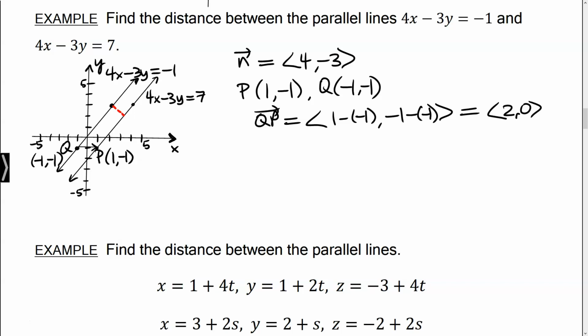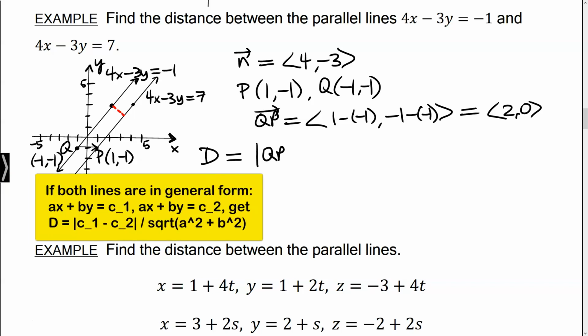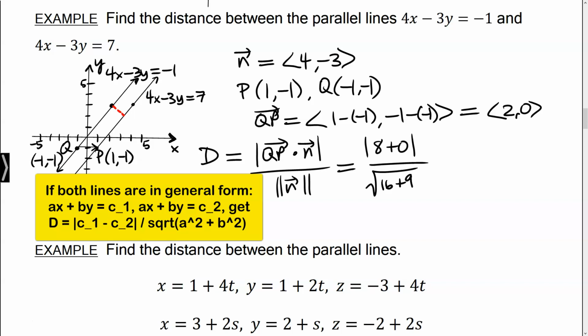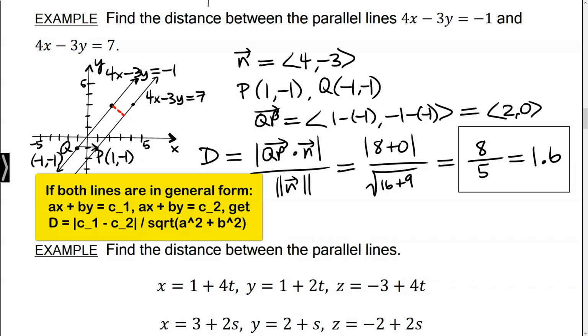All right, so we've got all the ingredients now. We just plug in: the absolute value of QP dotted with n, all divided by the norm of n. Okay, so (2, 0) dotted with (4, -3), that's going to be 8 plus 0, over the square root of 16 plus 9. It's a Pythagorean triple, so we get 8 over 5, which is exactly, of course, 1.6.